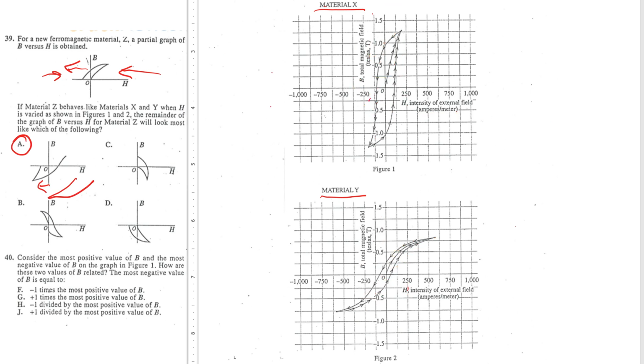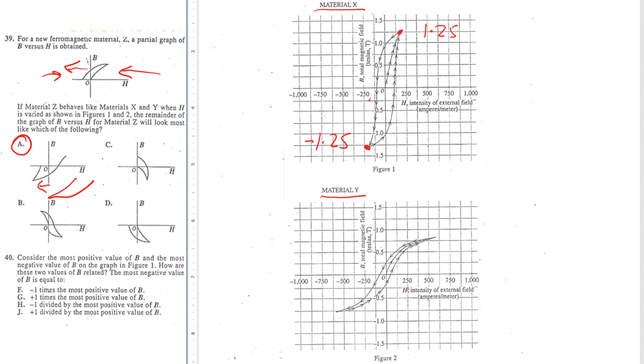Okay, and the last question, 40. It says, consider the most positive value of B and the most negative value of B on the graph in figure 1. How are these two values of B related? The most negative value of B is equal to, right? The most positive value of B is up here, and that's about 1.25. And the most negative value is here, and that's about negative 1.25.